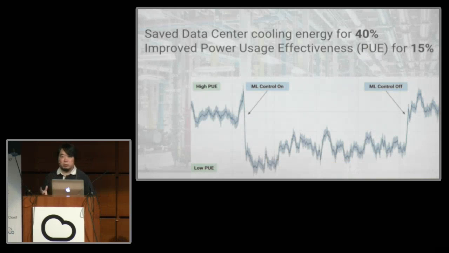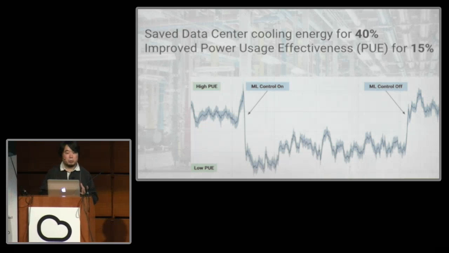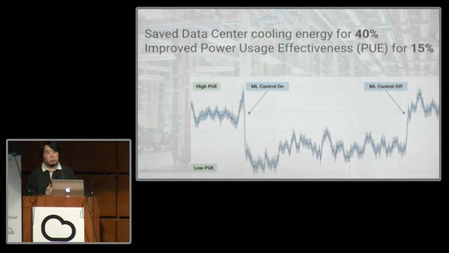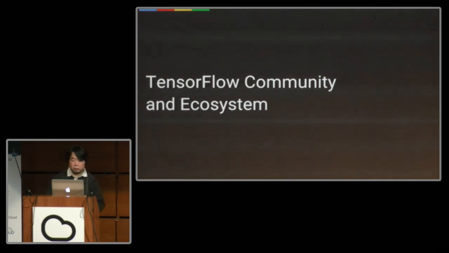A DeepMind team of the Alphabet company has introduced a deep neural network model in the Google data center to automate the cooling resource allocations, and that model was able to save cooling energy by up to 40%, and we have improved the PUE by up to 15%, and this is a significant cost savings for us. So now in Google, we are using deep neural networks for over 100 production projects.